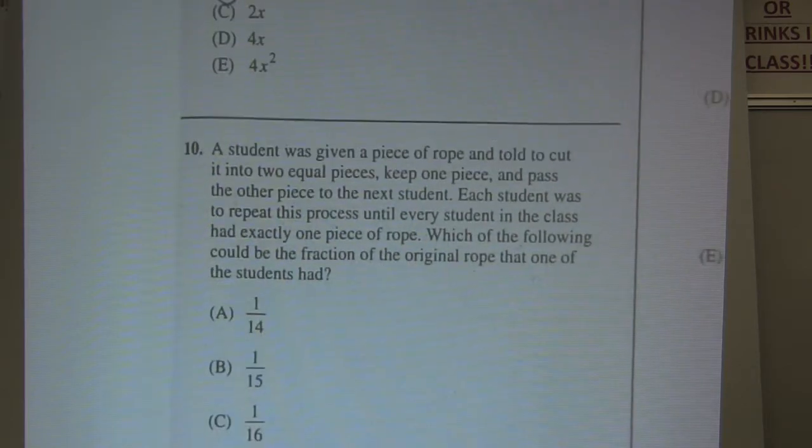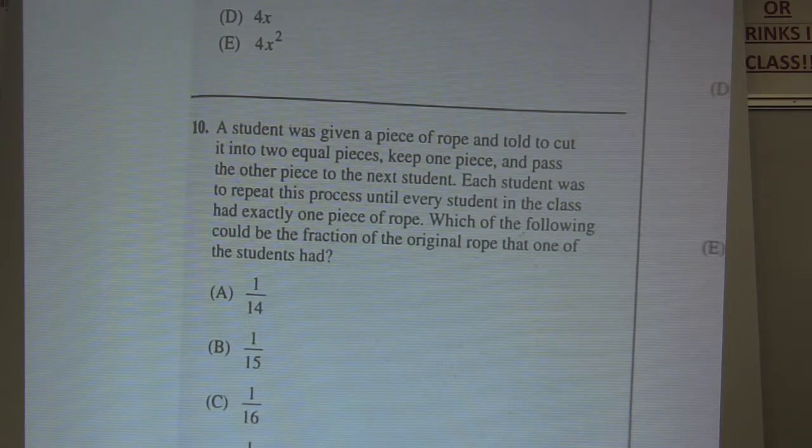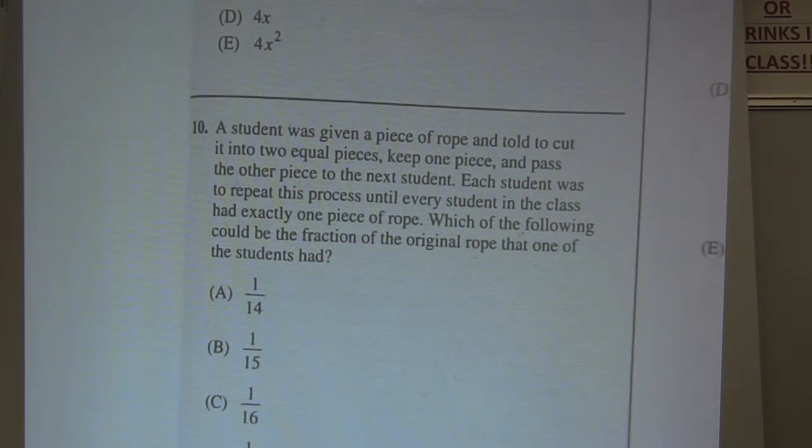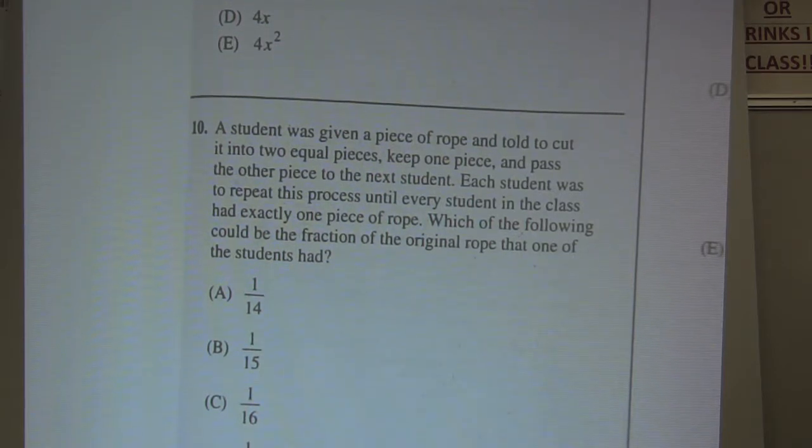Alright, number 10. A student was given a piece of rope and told to cut it into 2 equal pieces. Keep one piece and pass the other piece to the next student. Each student was to repeat this process until every student in the class had exactly 1 piece of rope. Which of the following could be a fraction of the original rope that a student had?